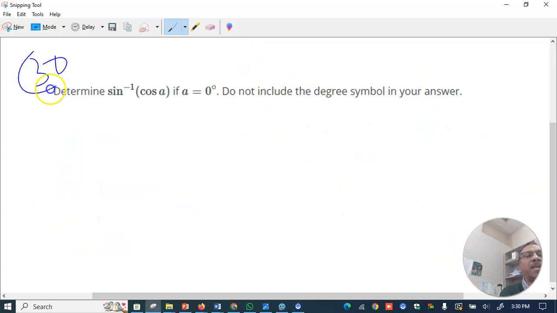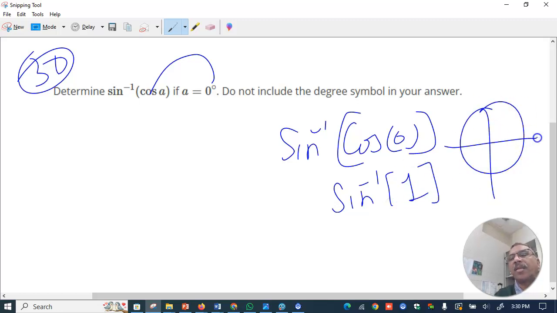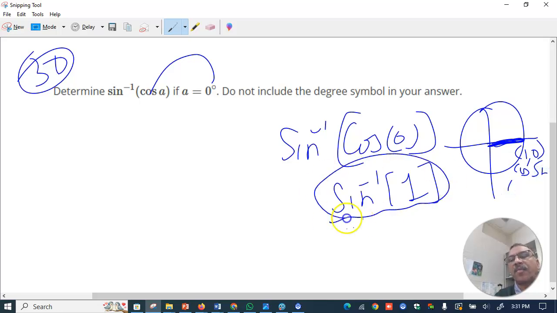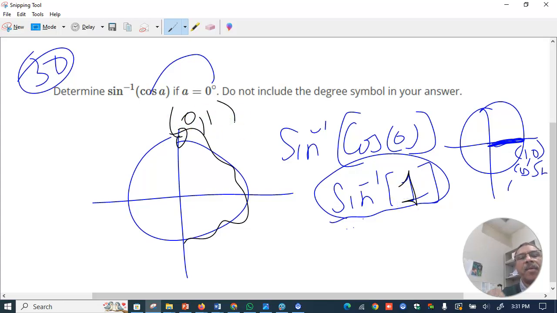Question number 30: the angle is given as 0, so sine inverse of cosine of this. What is cosine of 0? Cosine 0 is 1. Remember, on the unit circle, if the angle is here, that's where you have 1 and 0, and this is the cosine, that's the sine. So cosine of 0 is 1. And then you say, what is sine inverse of 1? Because for sine inverse, your answer has to be in this range. And remember, this is 0, 1, this is x, this is y, this is cosine, and this is sine.